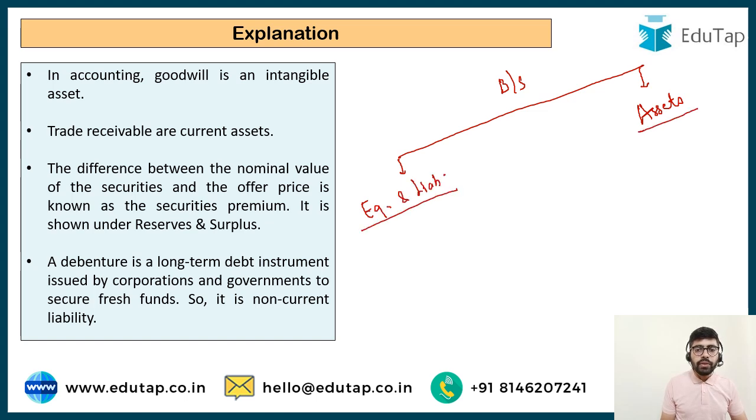And further, we classify assets as non-current assets and current assets. And here also we have different headings. We have shareholder fund, we have non-current liability, we have current liability. Here also we have different sets of headings.